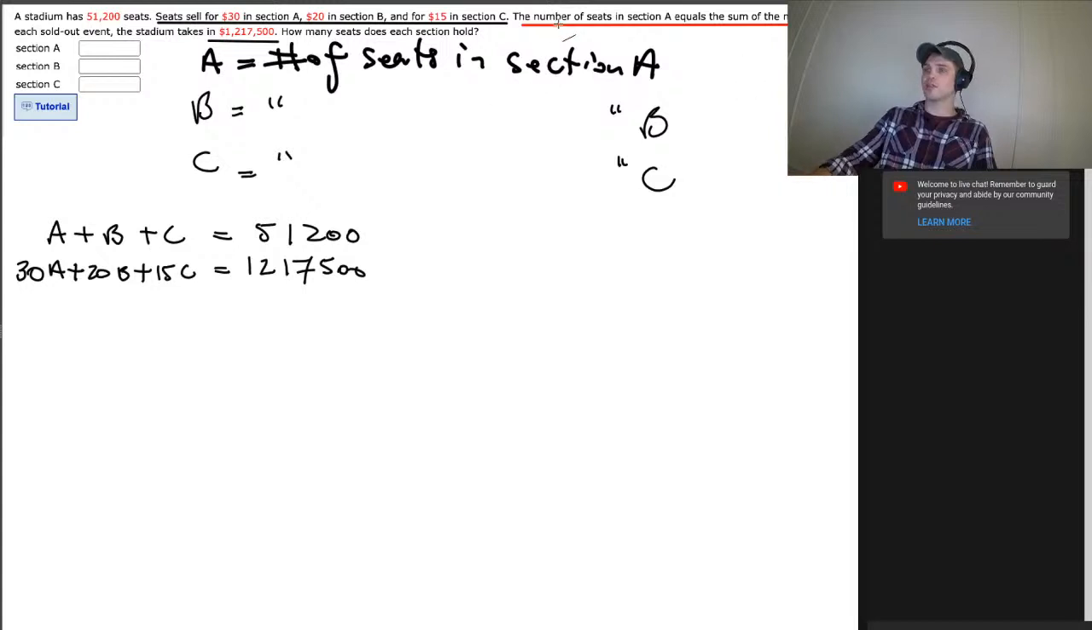Okay, so this sentence reads, the number of seats in section A is equal to the sum of the number of seats in section B and C. So A is equal to the sum of B and C. Okay, that's what this sentence says.